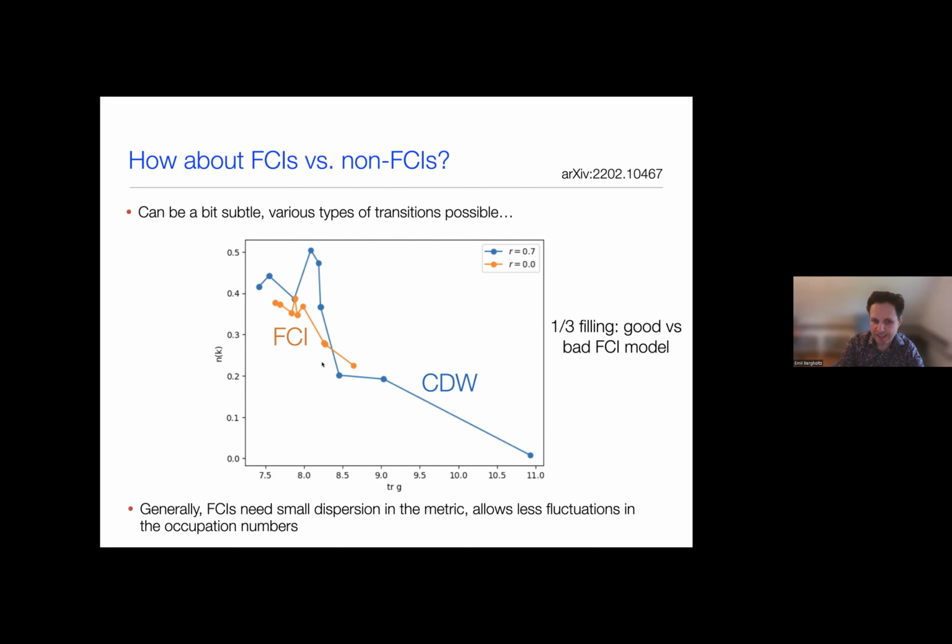So the key here is to find models for fractional Chern insulators which have a small dispersion in the trace of the metric. So the metric should be as constant as possible to get fractional Chern insulators, because then there is not room enough for the density to track this dispersion, track the metric.